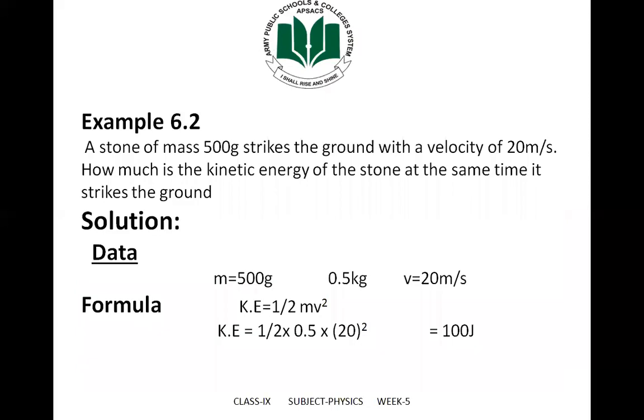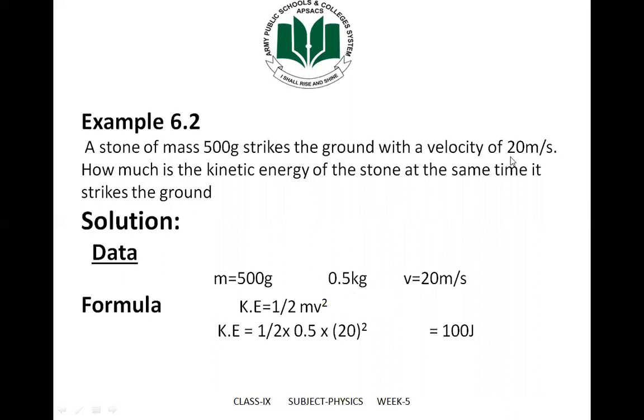Next is your example 6.2. A stone of mass 500 gram strikes the ground with a velocity of 20 meter per second. How much is the kinetic energy of the stone at the time it strikes the ground? And the data is m is equal to 500 gram. We will convert into kg, then divide by 1000, and we get the answer 0.5 kg.